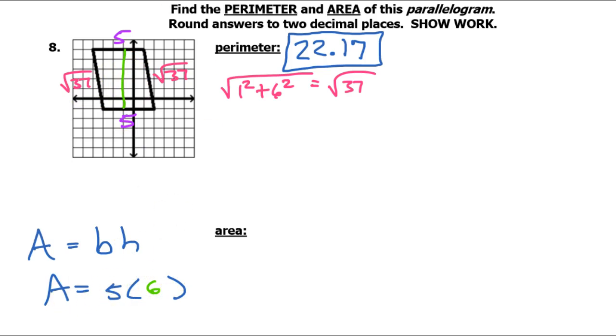So 5 times 6 is 30. So that's the area. It will be 30 units squared.